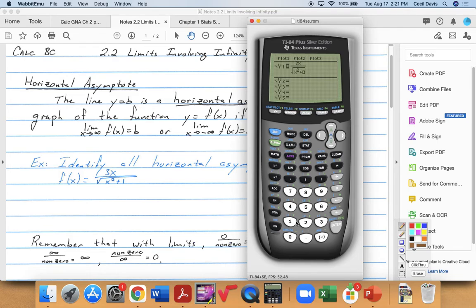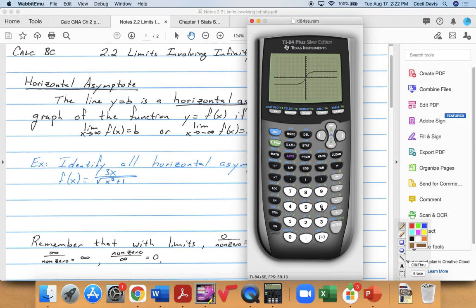All right, so let's take a look at this one. I thought I had Graphmatica on here, which is a really cool graphing program. So this one, we said on the right side the horizontal asymptote was 3, and on the left side the horizontal asymptote is -3. That's what it looks like.